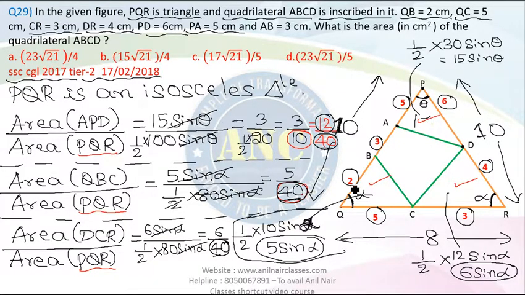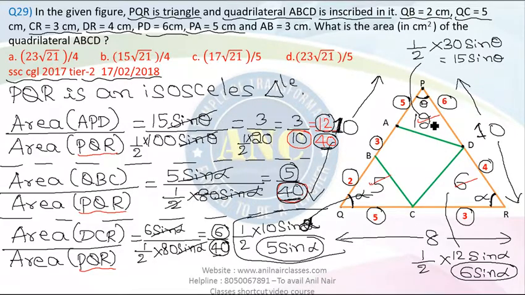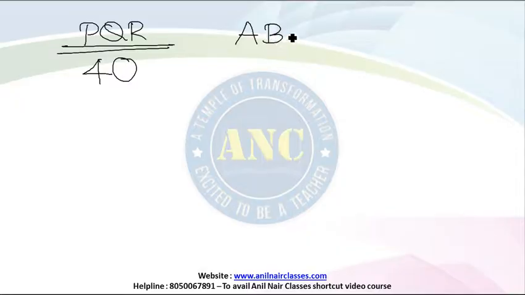It will be 12. Area of this triangle will be how much? It will be 5. I hope you are understanding. Similarly, area of this DCR triangle will be how much? It will be 6. That means from the entire bigger triangle PQR, which is 40, these three are 12, 5 and 6. 12 plus 5 is 17. 17 plus 6 is 23. These three are contributing 23. That means the remaining 17 should be the area of quadrilateral ABCD. That means if PQR is 40, then ABCD will be 17.